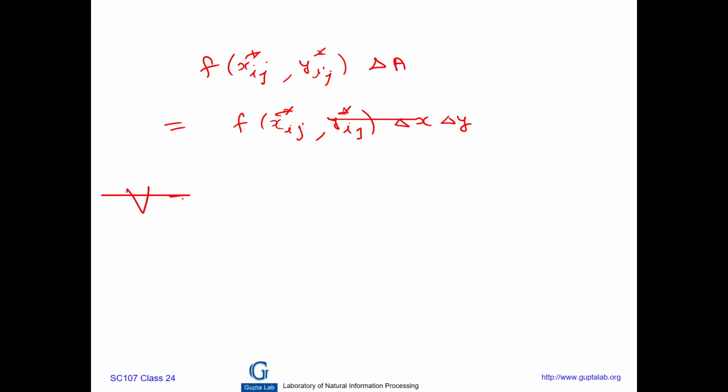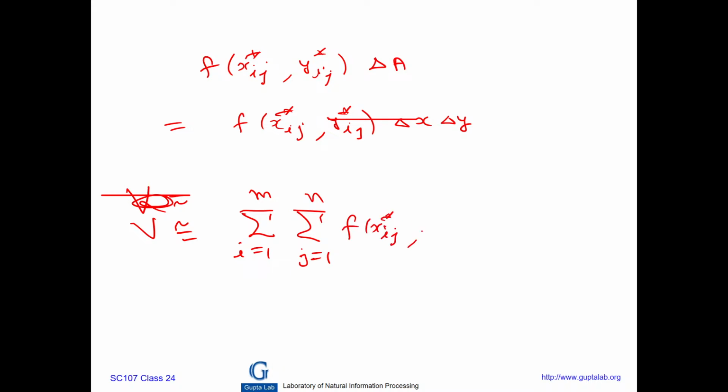So overall volume, I can say that overall volume is nothing but summation i equals 1 to m, summation j equals 1 to n, f of xij star, yij star times delta A. This is the approximate sum, and this will be a better approximation when the size of the subinterval is very, very small. Then it will be better.